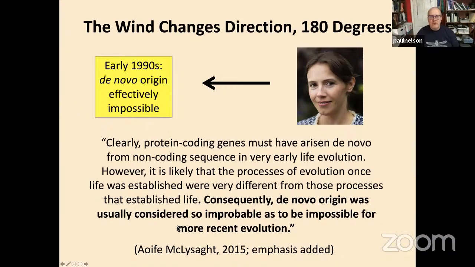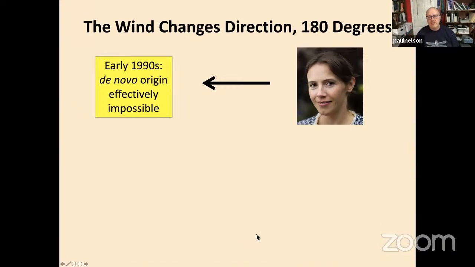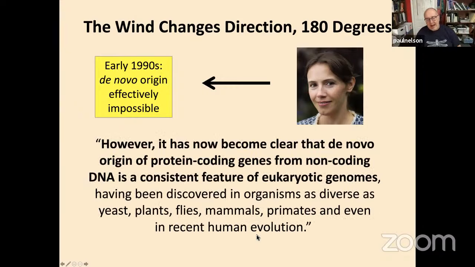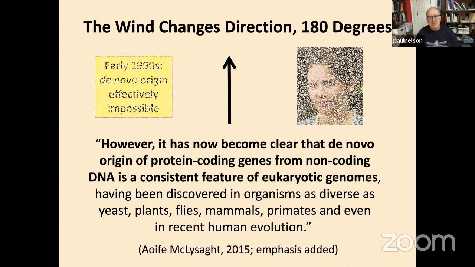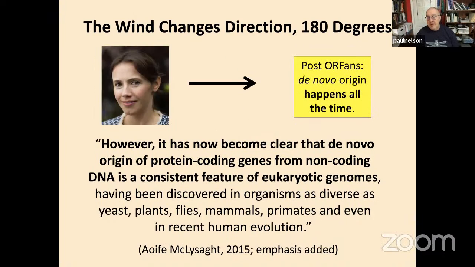De novo origin was usually considered so improbable as to be impossible for more recent evolution. But here the orphans are, right? In yeast, plants, flies, mammals, and even in humans. So what happened was the wind changed direction. Apparently, de novo origin happens all the time.